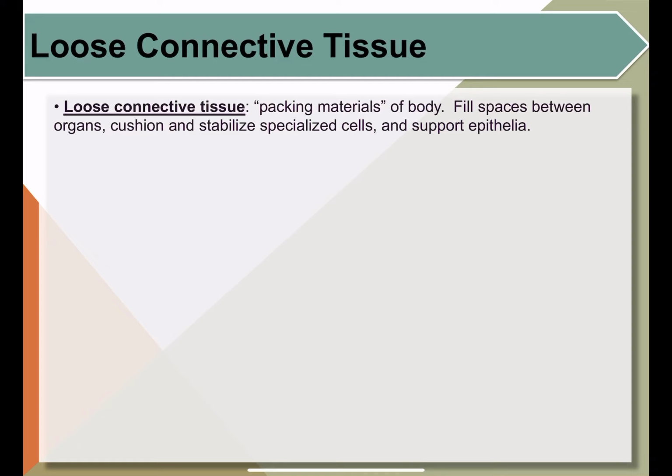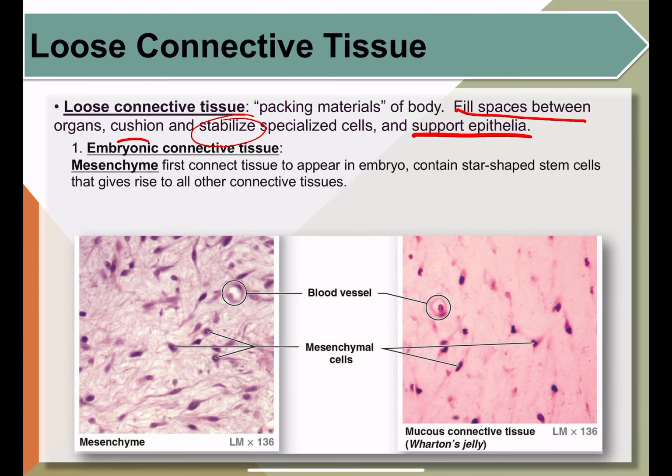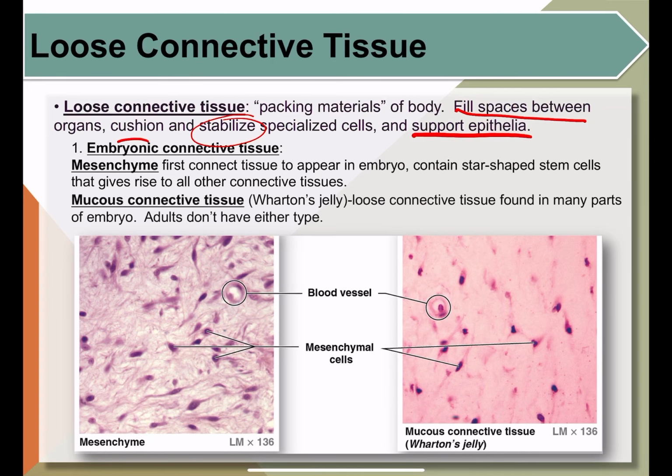There are 4 specific kinds of loose connective tissue. Each of them has its own specialized cells, and they mainly function as packing materials of the body. They fill spaces between organs, cushion them, stabilize them, and support the epithelia that is usually superior to it. First up is your embryonic connective tissue. As the name suggests, this is only in embryos. It is not in adults.